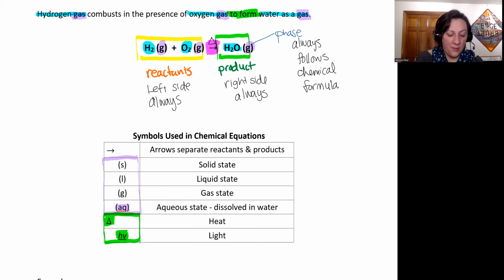So I would probably write that over an arrow, similar to the triangle to mean heat, if I was trying to say, well, this reaction will happen if it's exposed to a lot of sunlight. So I'd write it like that.